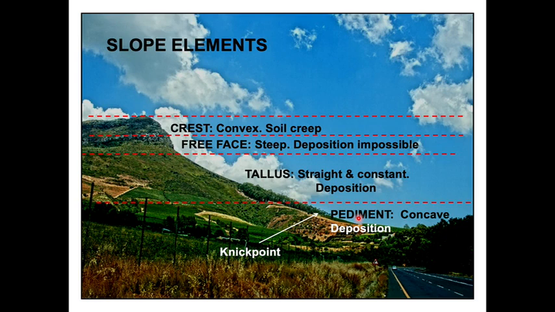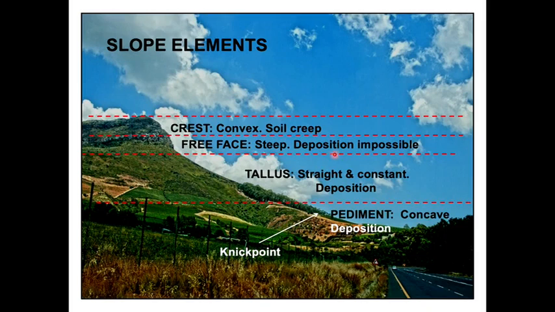The second thing that you must know is the shape of it, right? Convex, steep, straight and constant, and concave. That's what you must know, the shape. And the third thing that you must know is what are the processes that we find by each of them. Here we've got, again, soil creep, deposition, here also deposition, and there as well. Deposition impossible here, deposition here, and deposition here as well.